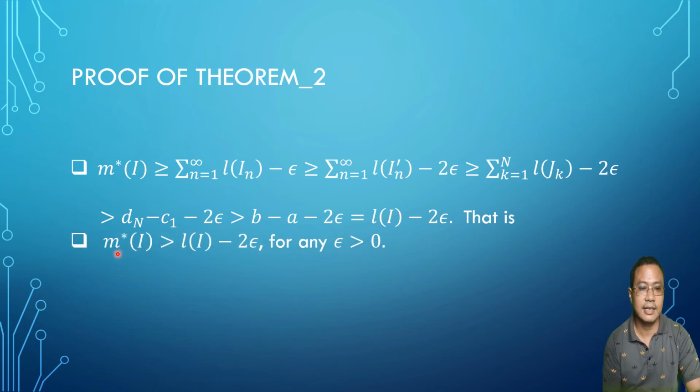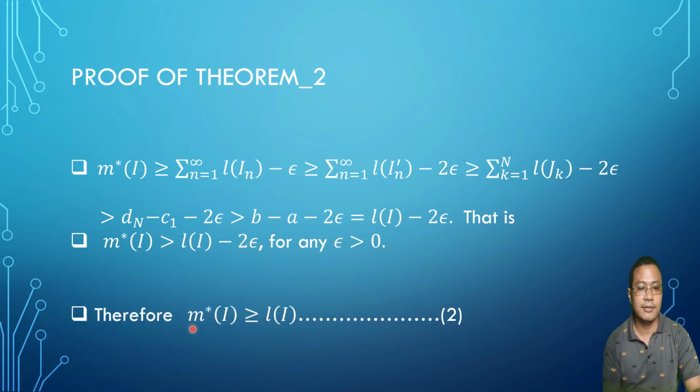The outer measure of I is still greater than the length of the interval minus twice epsilon. Here again, minus twice epsilon. Epsilon is any arbitrary small number, so you can remove this one. So what is the conclusion? Therefore m star I is greater than or equal to the length of I. Let it be inequality number 1.